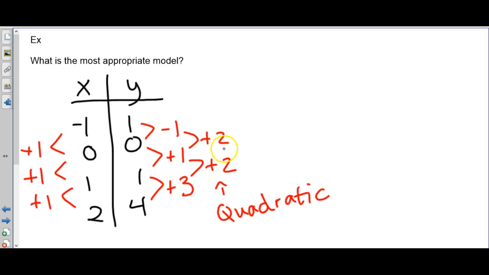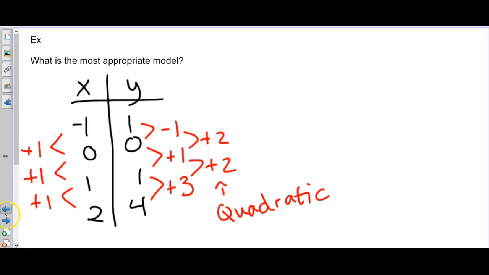What if neither of them match? Well, if neither of them match, then it's probably exponential. When you're checking exponential, instead of checking how much you add by every time, you'd be trying to find how much you multiply by every time. And we'll see an example of that in a minute.